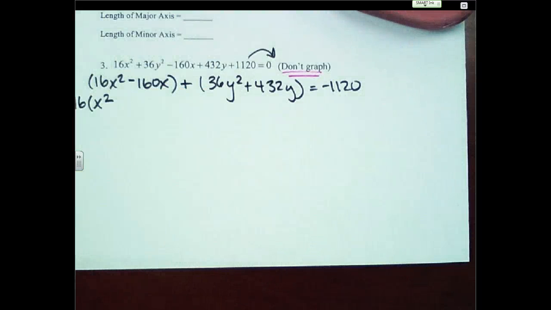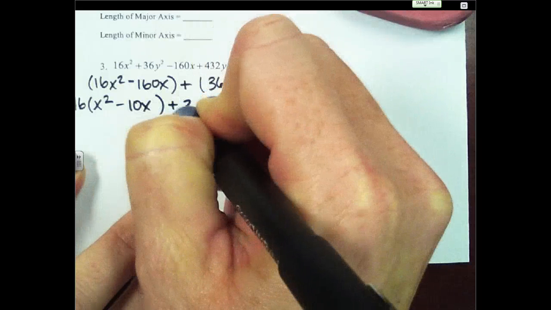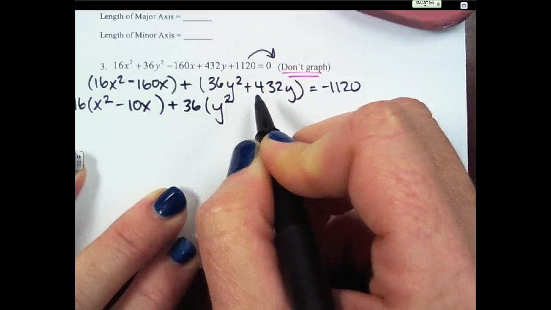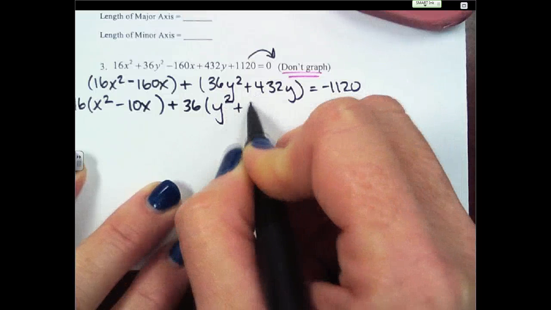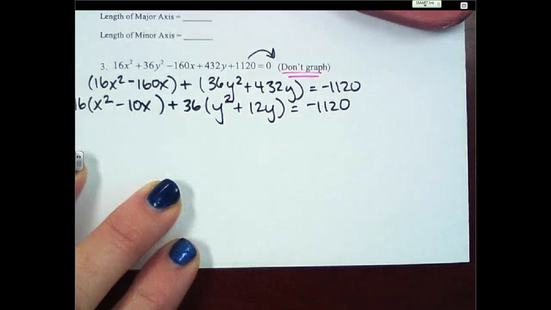Okay, and then you take 160 and you also divide by 16 to give you 10x. And then I'm gonna get rid of the 36. I'm gonna divide that to give me y squared plus 12y equals still my negative 1,120.